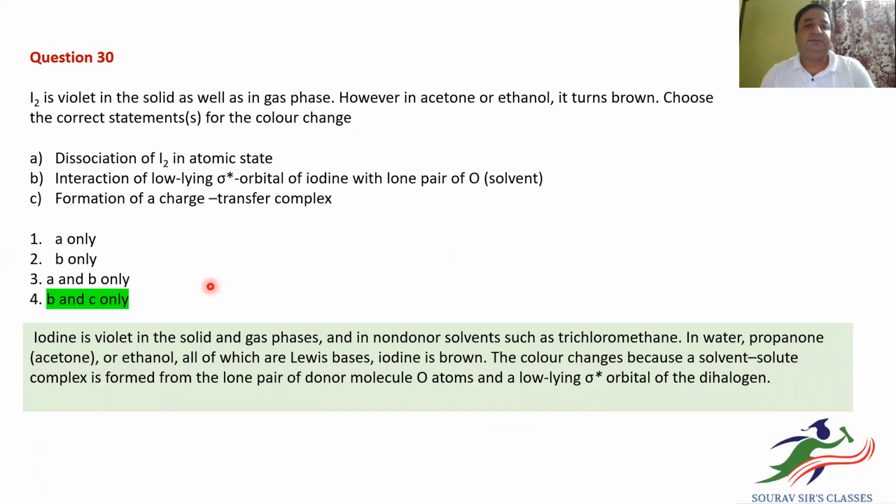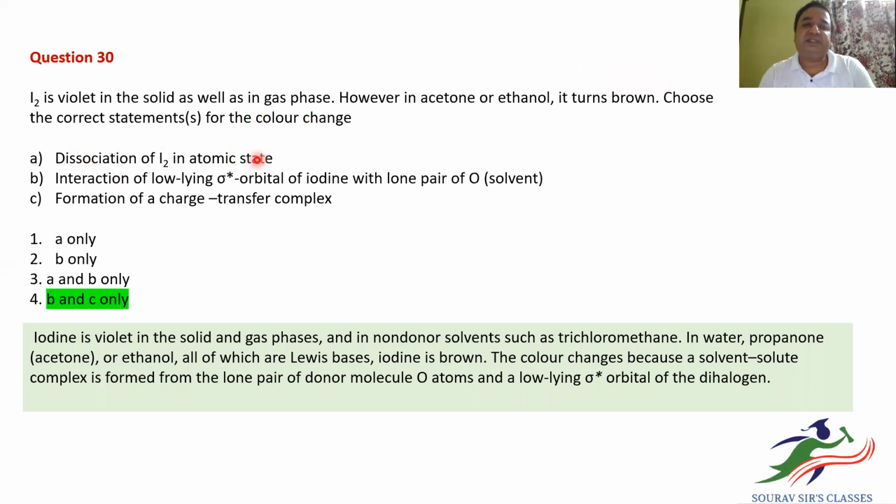All right. Another question that has been directly asked from Atkins. You can also consult Miessler-Tarr, which also has a beautiful explanation of this particular thing. Here, I2 is violet in solid as well as in gaseous state. However, in acetone or alcohol, it turns brown. Choose the correct statements for the color change.